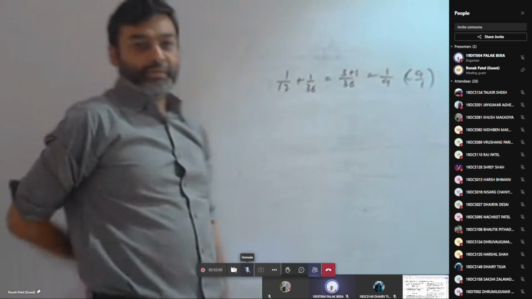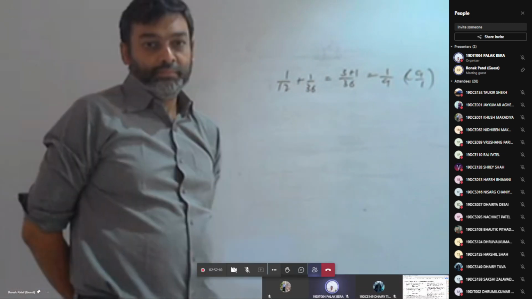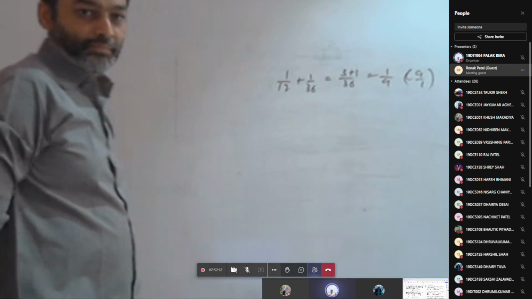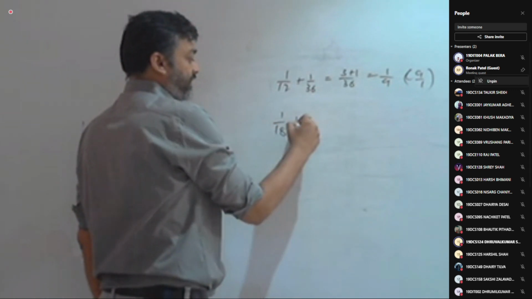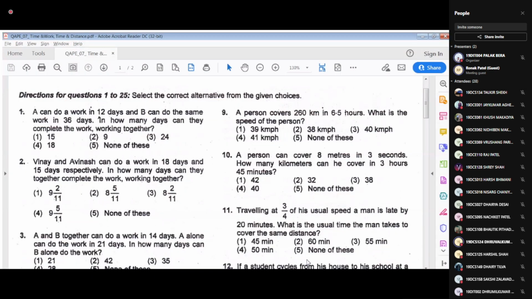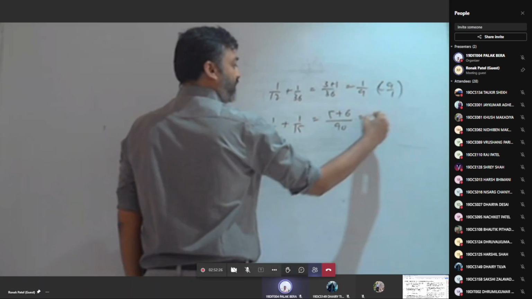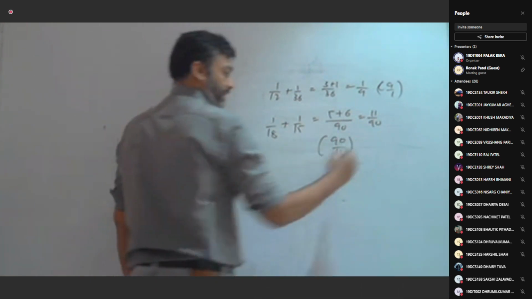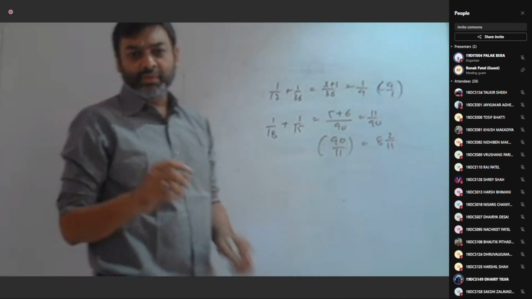So next question to try. This is also very simple. Third option, very nice. So 1 upon 18 and 1 upon 15. The LCM of 18 and 15 is 90. So 5 plus 6 over 90, that is 11 by 90. So the answer is 90 by 11, and 88 by 11 plus the 2. Yes, very nice.